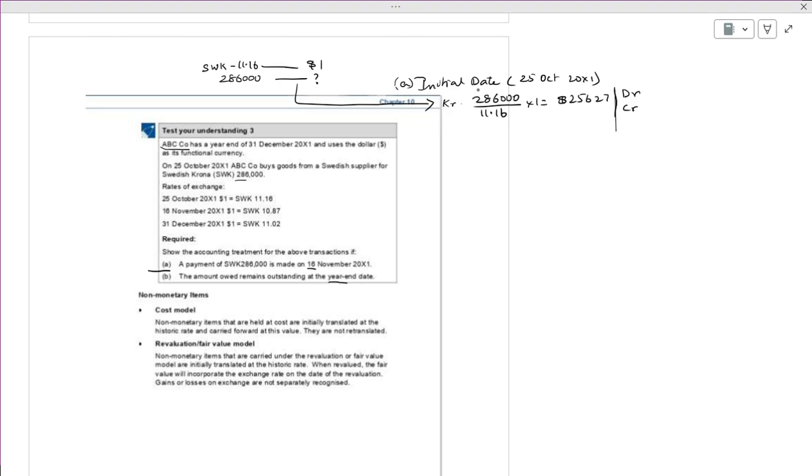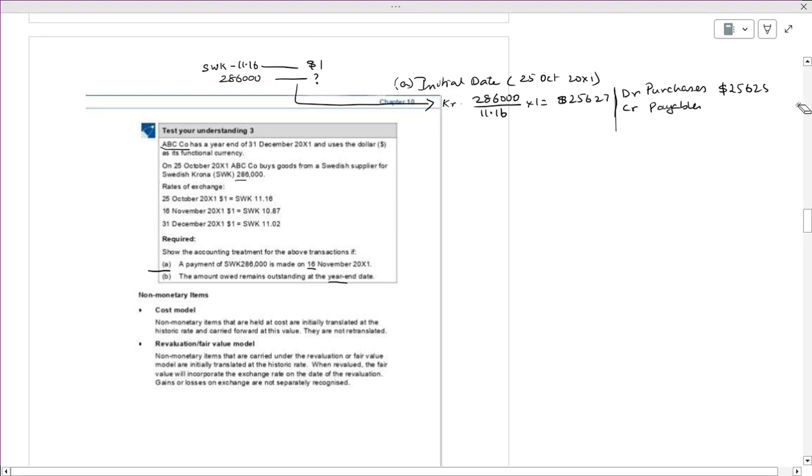Purchases is debit. Credit, accounts payable. What is the amount? 25,627. Don't forget to write the currency. Currency is very important. If you do everything and you are not writing the currency, they will not give marks. Okay, very simple.